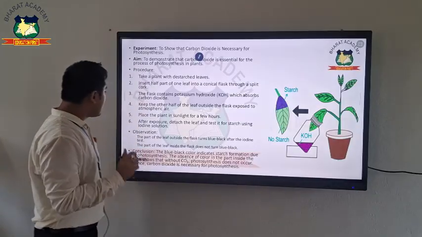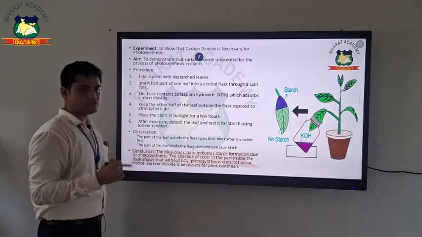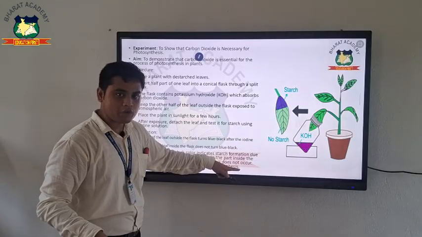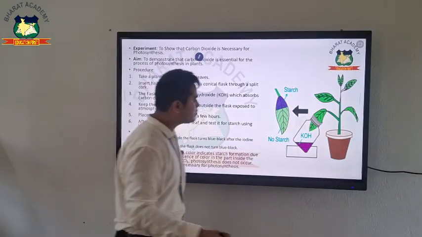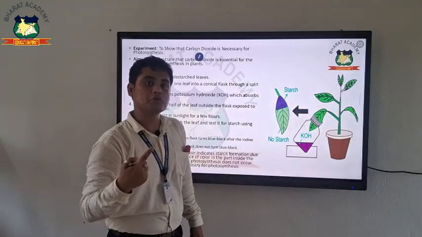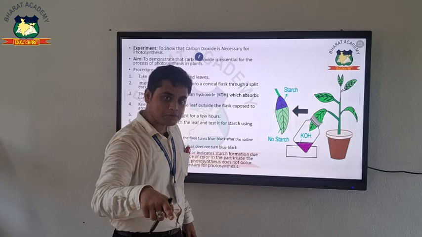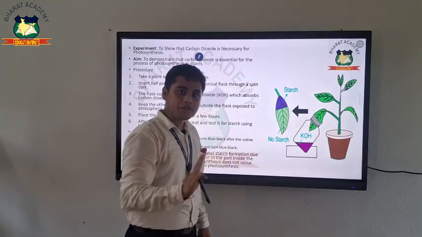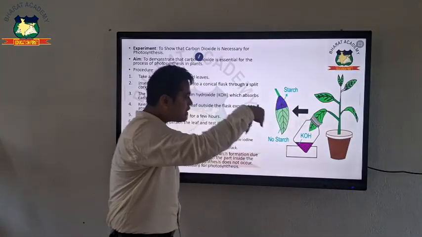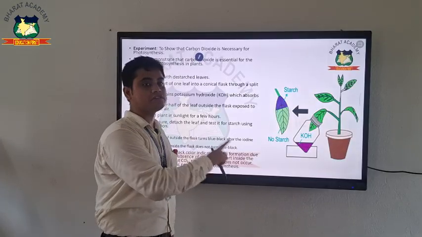After exposure, detach the leaf and test it for starch using the iodine solution. Before that, we have to keep it under the sunlight for one day. After 1 day, we will observe that the portion exposed outside performed photosynthesis, because it can capture the sunlight and the carbon dioxide from the atmosphere. That's why this portion shows photosynthesis. Whereas the portion inside the flask does not have any carbon dioxide. That's why photosynthesis is not performed there.